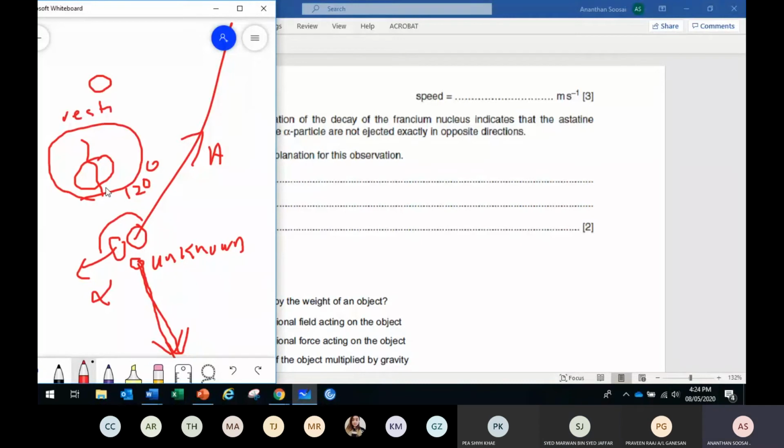If it's only breaking into two parts, they have to be in opposite directions. But it is moving at 120 or something smaller than 180, so the scientists will conclude that there should be some unknown third particle which cannot be detected in the cloud chamber. That means it should not have charge. It doesn't have charge, but it has some mass which carries some momentum this way. So this is the prediction.